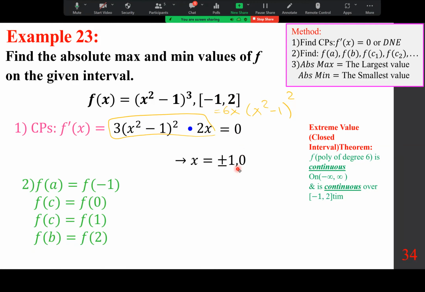Those are easy calculations. For example, if I plug in negative 1, this becomes positive 1 and 1 cancel each other and the power becomes 0. So this becomes 0. If I plug in 1, it becomes 0. So these two give us 0. If I plug in 0, I get negative 1. Cube it, it becomes negative 1. If I plug in 2, square it becomes 4. Minus 1, 3. 3 cubed is 27. So this calculation really shouldn't be a big deal. You can do it in your head. So the largest value is 27, absolute max with this pair. The smallest one is the only negative number, absolute min with this pair.